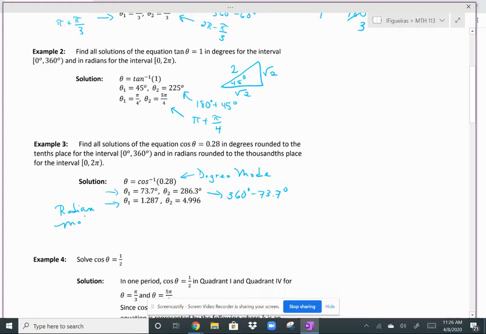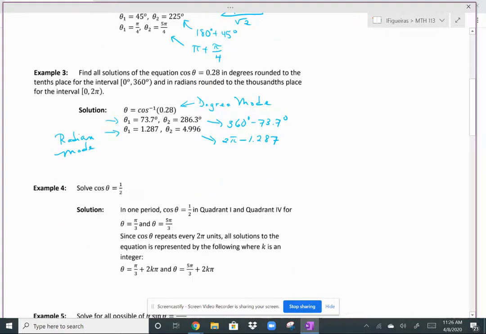And so switch to radian mode and then do cosine inverse of 0.28. It will give you 1.287 when you round to the thousandths place as indicated above. And then similarly, you would derive the second result by doing 2 pi minus 1.287 to get 4.996. All right, so we're moving on.